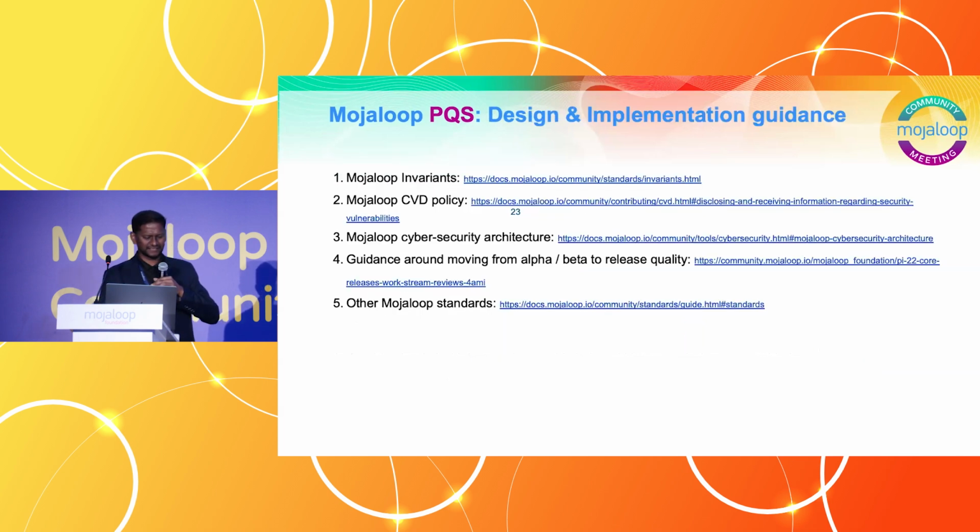So we have several different things here that some of them from the Mojaloop team worked on as well, James and Paul Makin. We have what we call Mojaloop invariants, a set of principles that guide Mojaloop implementation and designs. We have a coordinated vulnerability disclosure policy for Mojaloop that we follow when an issue arises. We have a cybersecurity architecture that describes how Mojaloop is designed from a security perspective. We have some guidance on quality recommendations as well, and other Mojaloop standards are present in our documentation.